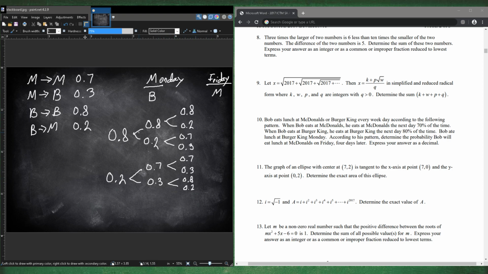So remember, this is going to end. So this is from Monday to Tuesday, Tuesday to Wednesday, and Wednesday to Thursday. Now we're going to end at Friday, so we only have one more date. So there are only 8 possibilities.